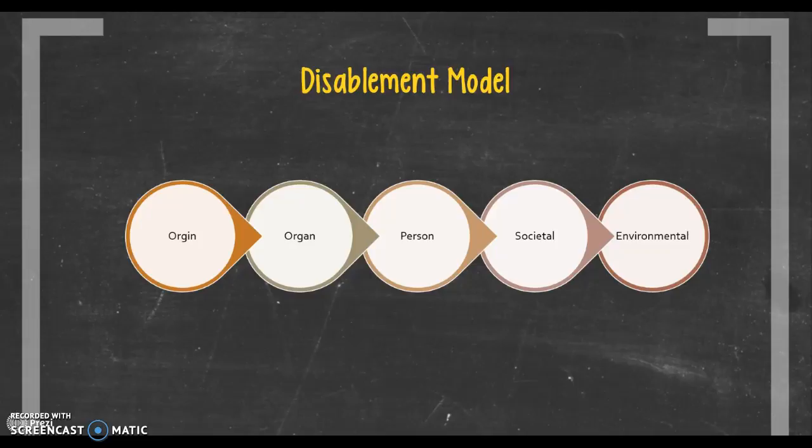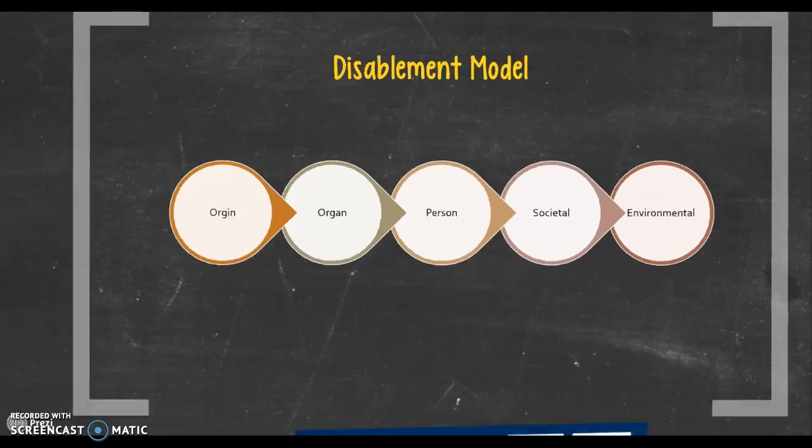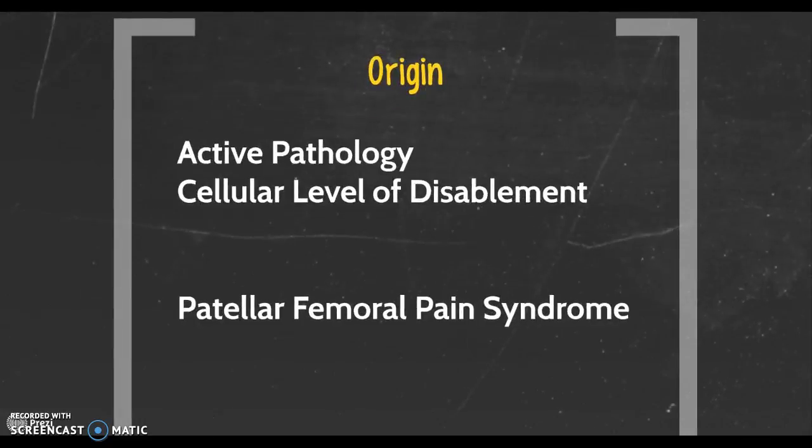One importance of using the disablement model is to include an additional aspect of patient-centered care. A lot of times clinicians will look at a patient and merely think of the pathology and how to improve their life based off pathology. But we need to remember that because the pathology happened, there are a lot of issues that can occur within the person, not just at the specific site of injury. As we begin, we're going to talk about the origin. The origin is also known as the active pathology, and this is the cellular level of disablement. In our example here, the active pathology occurring is patellofemoral pain syndrome.